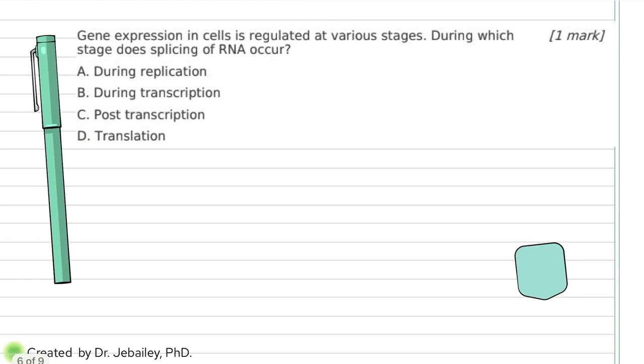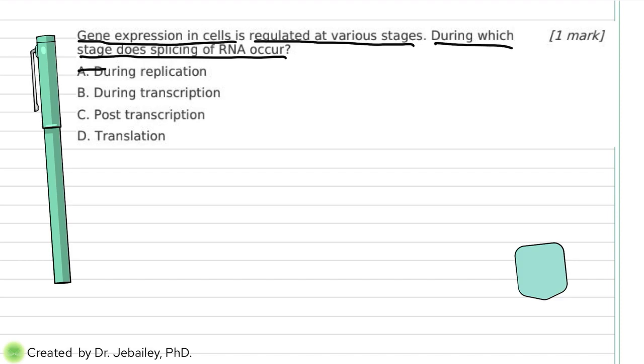Moving on, gene expression in cells is regulated at various stages. During which stage does splicing of RNA occur? Now, this happens after transcription, so it's nothing to do with replication, it's not during transcription, but it says here post. The word post means after. So this is where the mRNA is being matured and is being spliced, so the answer is C. And you can see D is translation, which is after it, so it's not it.